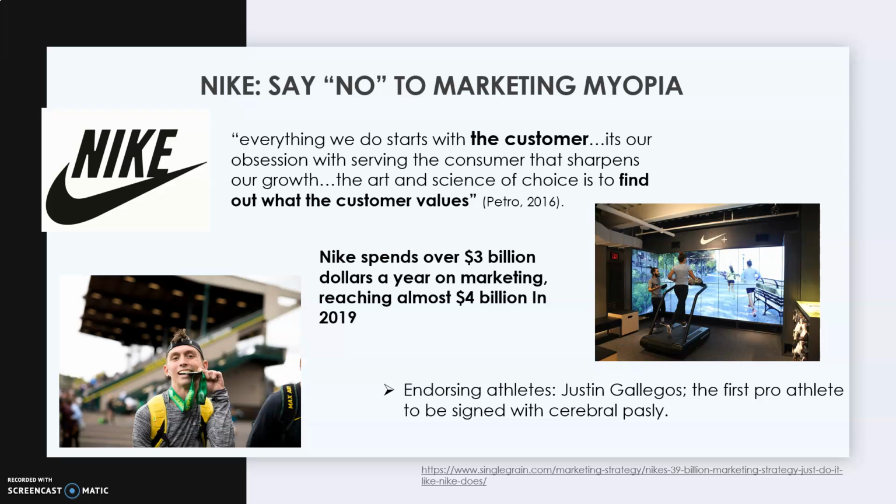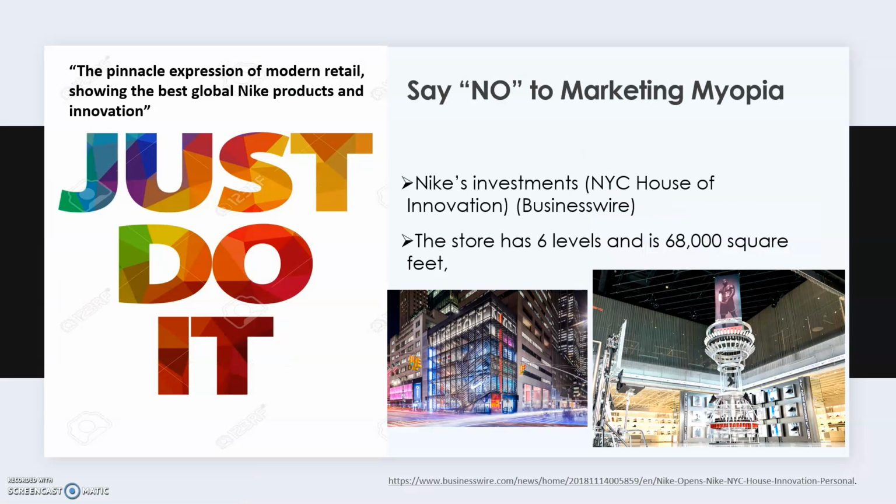Next, plenty of Nike's efforts are put into research as well as endorsing athletes. In October of 2018, as you see here on the left side, Nike signed a 3-year contract with Justin Gallegos, the first ever pro athlete to be signed with cerebral palsy, which got plenty of attention and praise from Nike users. As you see in these images, Nike also made steps to upgrade the retail experience by investing in the New York City House of Innovation facility, what Nike calls the pinnacle expression of modern retail, showing the best global Nike products and innovation.